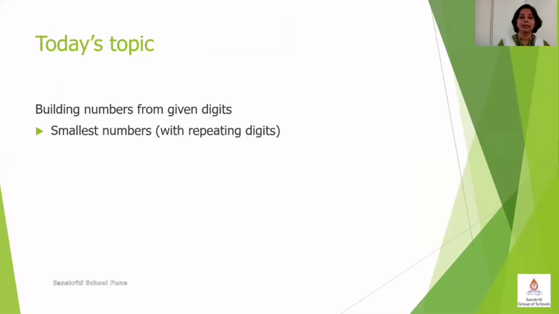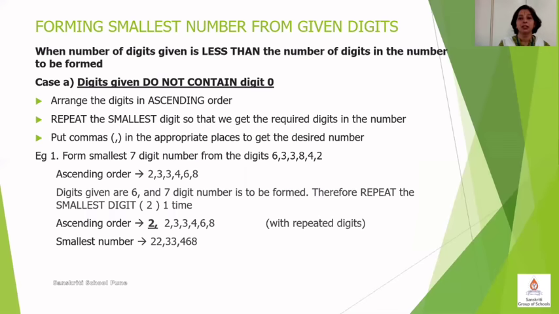Today's topic is again building the smallest number. However, today we are going to see how we will build the smallest number when the number of digits given is less than the number of digits in the smallest number to be formed. That is, you have 6 digits given and you have to form a 7-digit number. So let's see how we go about doing that.